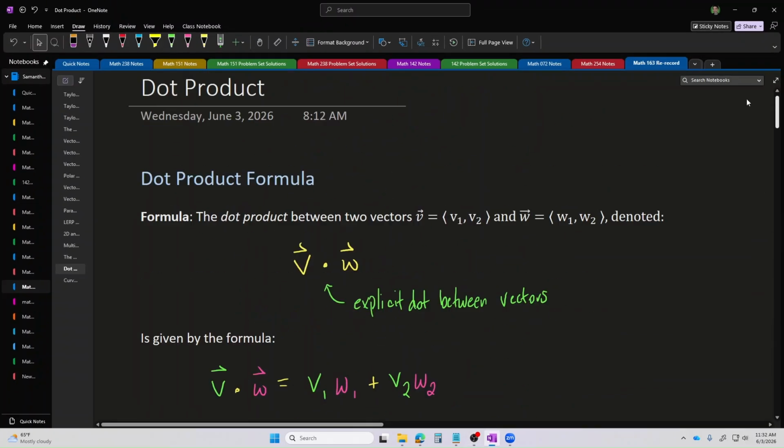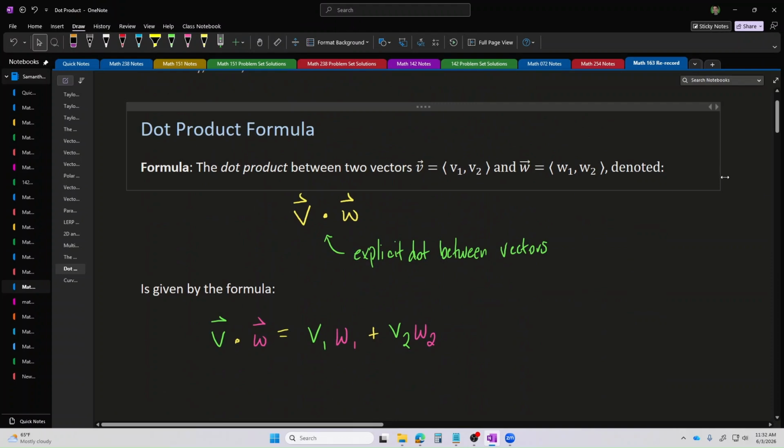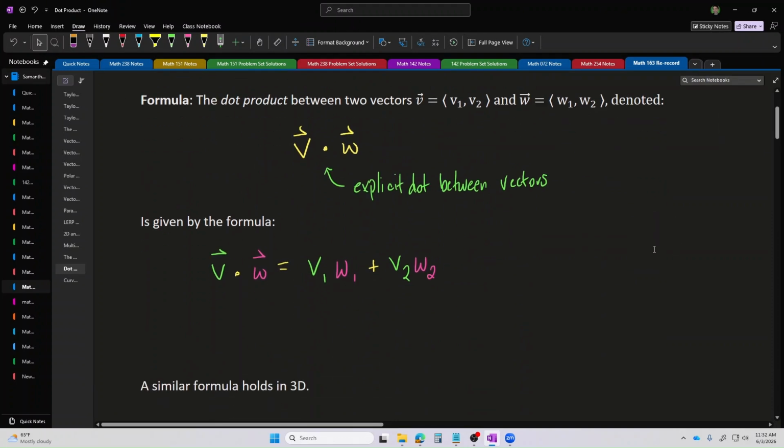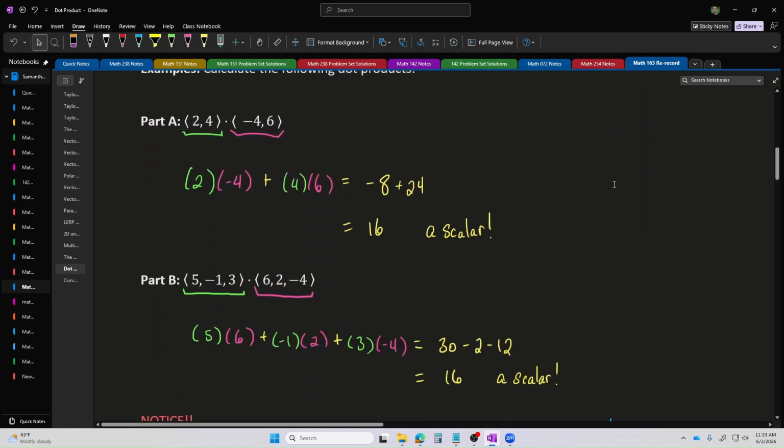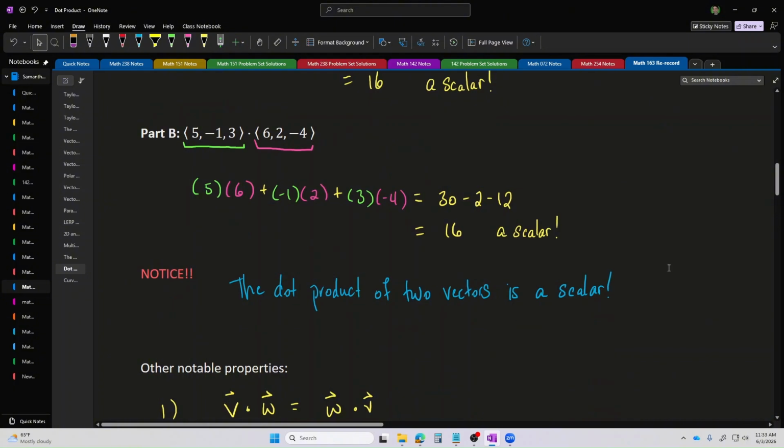That concludes this video on the dot product. We learned how to calculate the dot product between two vectors. It's denoted by v dot w, and the formula is take the x components and multiply them together, take the y components, multiply them together, take the z components if you have them, multiply those together, and then add those products together. Because you're adding those products together, the result of the dot product is always a scalar value.